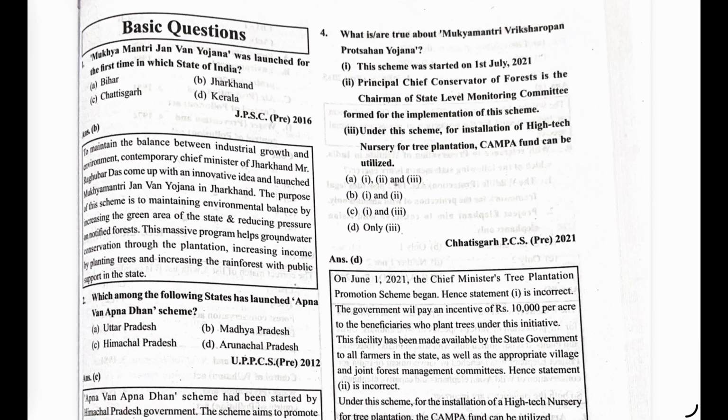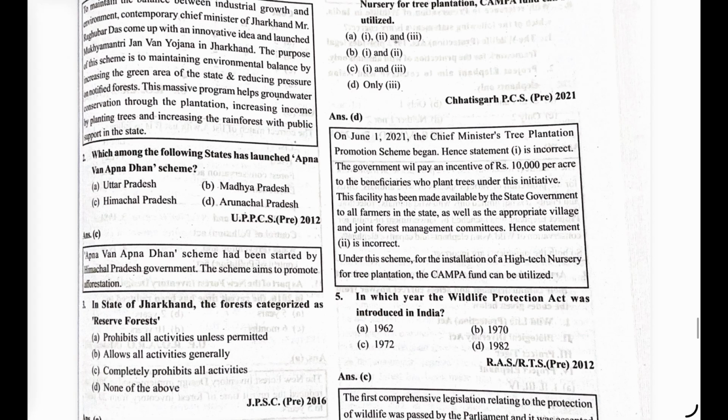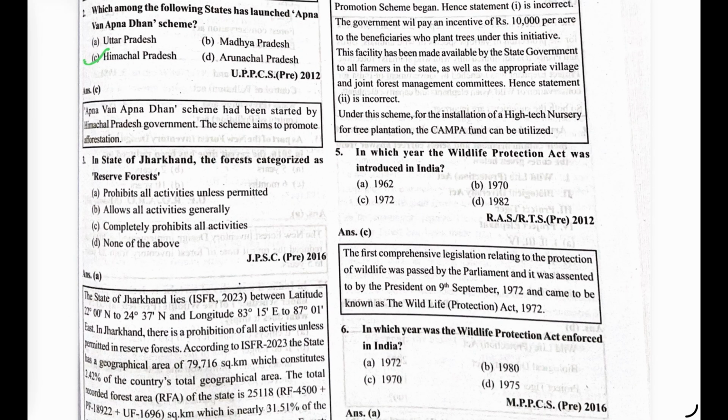Mukhyamantri Jan Van Yojana was launched for the first time in which state of India? That is Jharkhand. Which among the following states has launched Apna Van Apna Dhan? It is Himachal Pradesh. In the state of Jharkhand, the forest categorized as reserved forest prohibits all activities unless permitted.